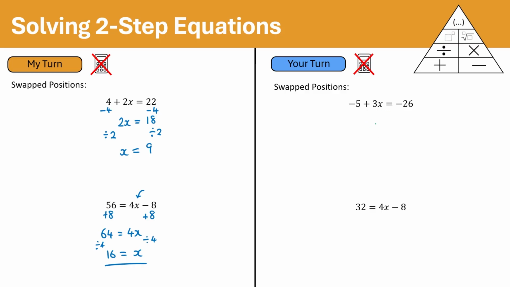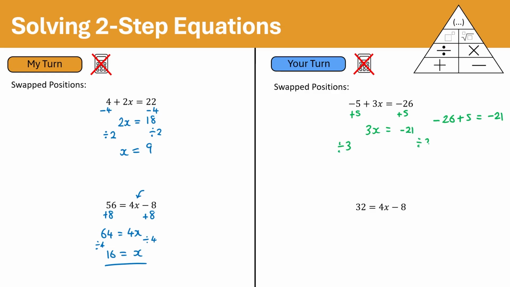Pause the video and give these two questions a go. Here we have -5 add 3x is equal to -26. Let's start off by undoing the -5, and we'll add 5 to both sides. On the left-hand side, that leaves me with 3x. Over here, I need to do -26 add 5. So I'm getting more positive. My answer is -21. I then want to divide both sides by 3.